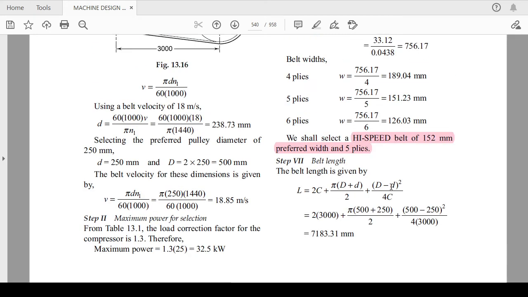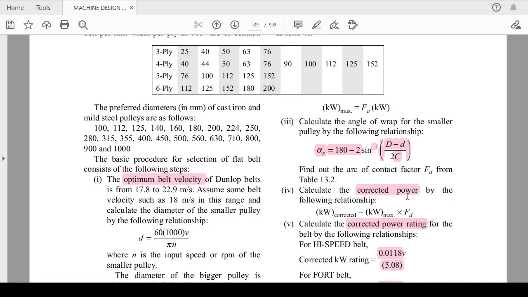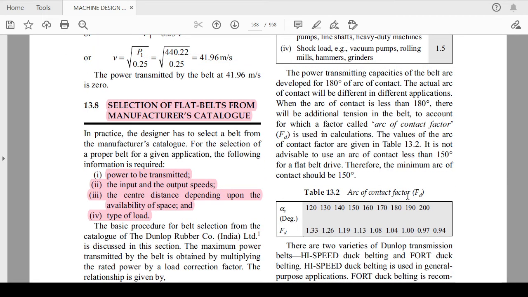Because it is an open belt, you select the formula which has the minus sign here. If it is a cross belt, then you can select the positive, meaning D plus d. Okay, remaining all values will be the same. So in this way you can solve and select the belt as I have already discussed. Okay, so this is all about the selection of flat belt, and this table data you can see from your design data book whenever such a numerical has been asked.